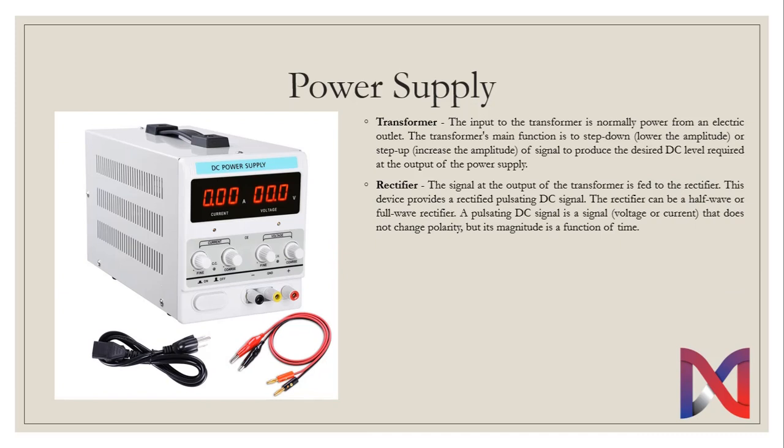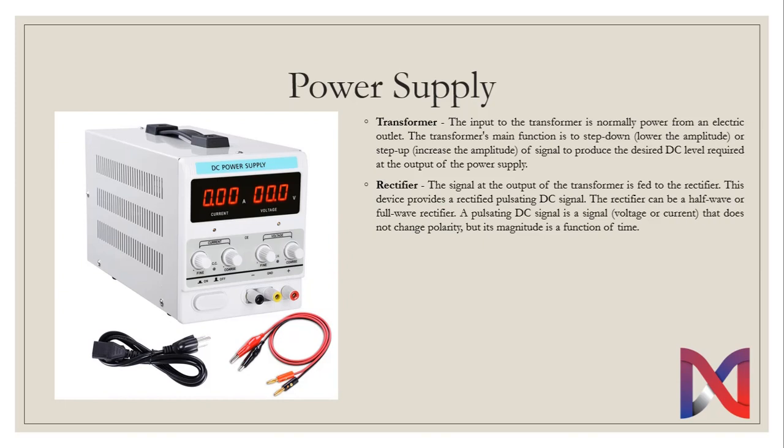The signal at the output of the transformer is fed to the rectifier. This device provides a rectified pulsating DC signal. The rectifier can be a half wave or a full wave. A pulsating DC signal is a signal, either of voltage or current, that does not change polarity, but its magnitude is a function of time.